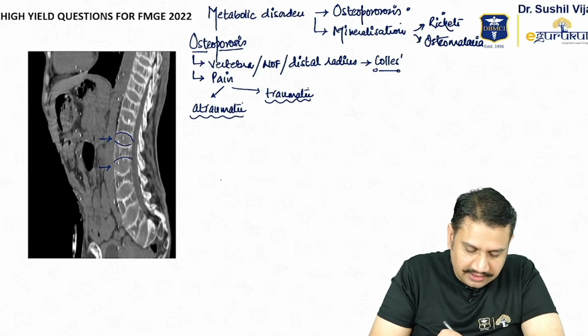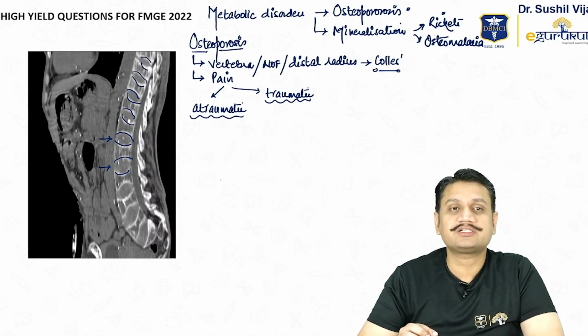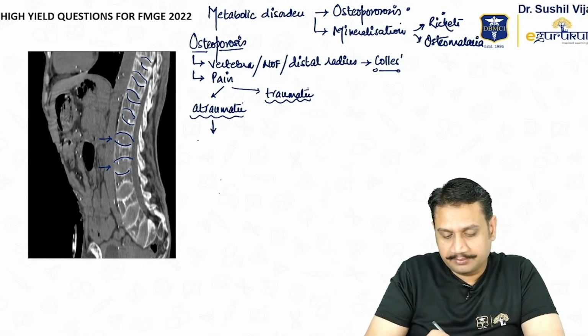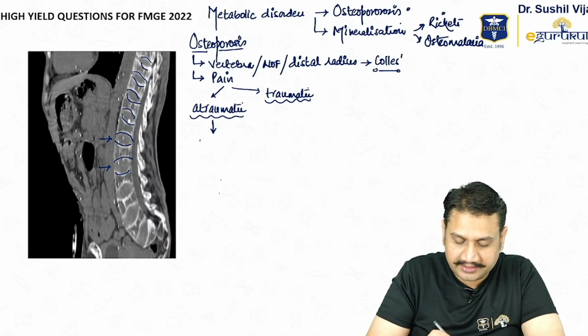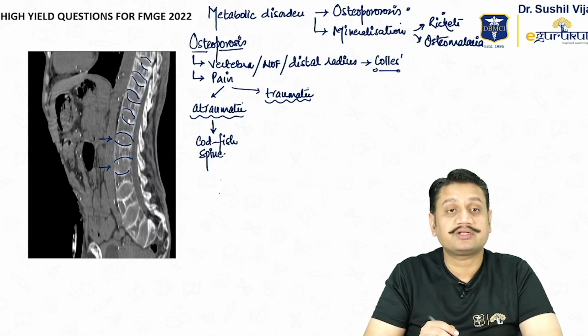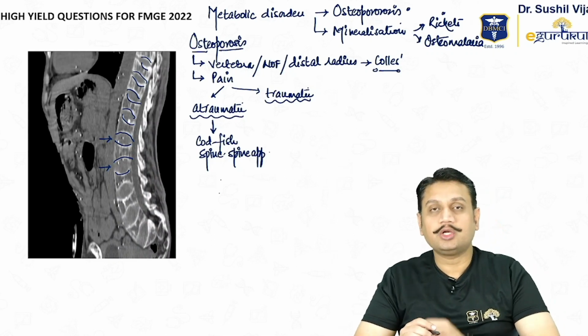What is this? Now this is to be observed that this is a diffuse kind of change at all the vertebral levels. What do we call this? This atraumatic presentation is known as the codfish spine appearance. Again, a very, very potential question for your exam. The codfish spine appearance. So please remember that codfish will not be a localized thing.